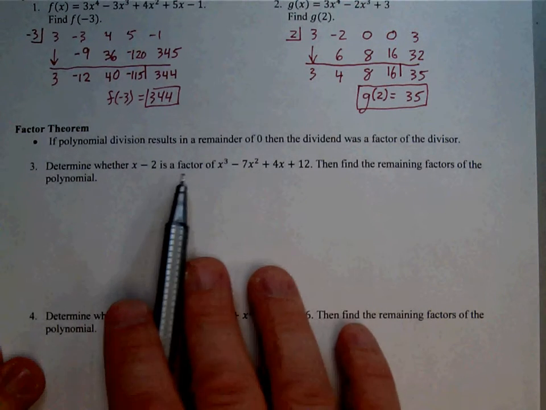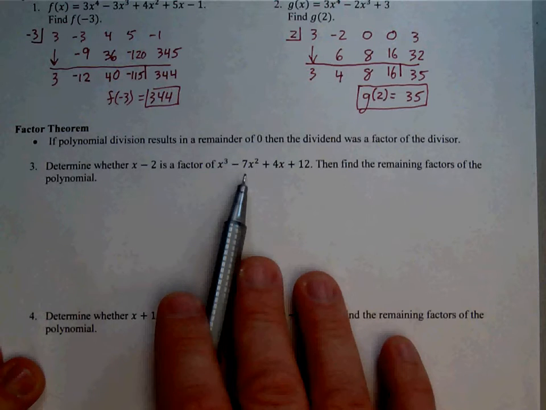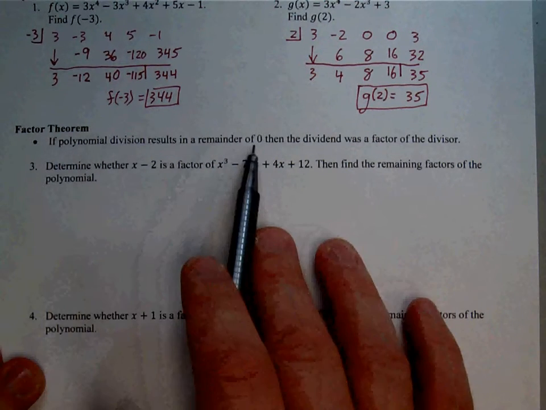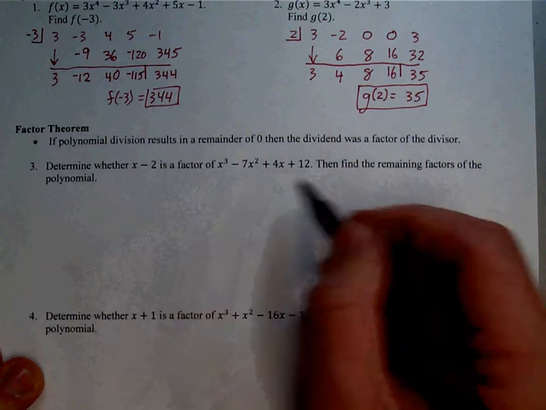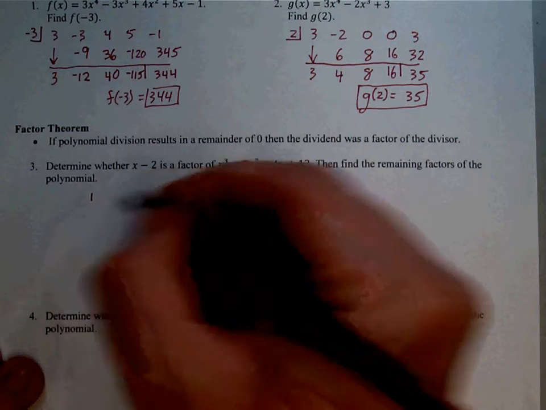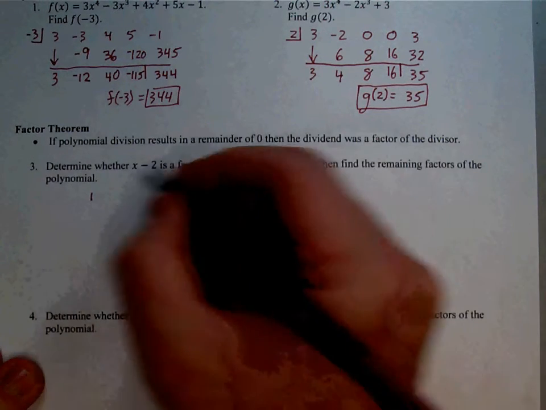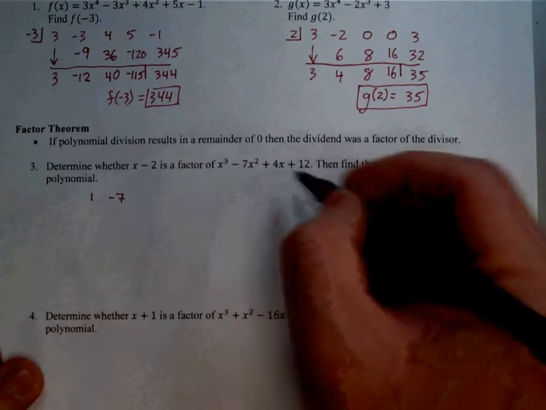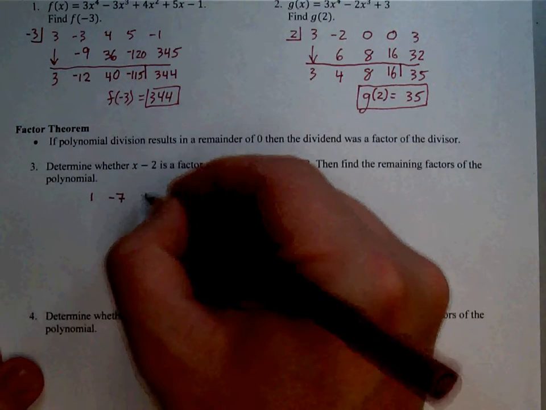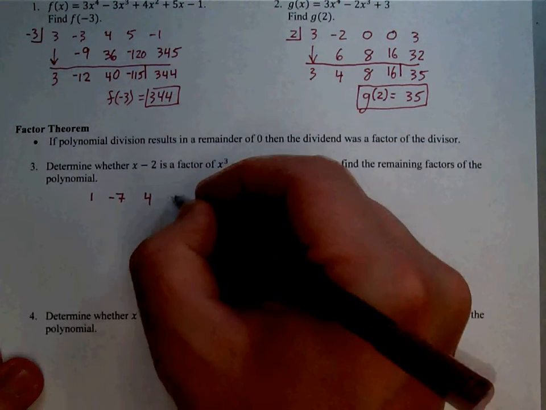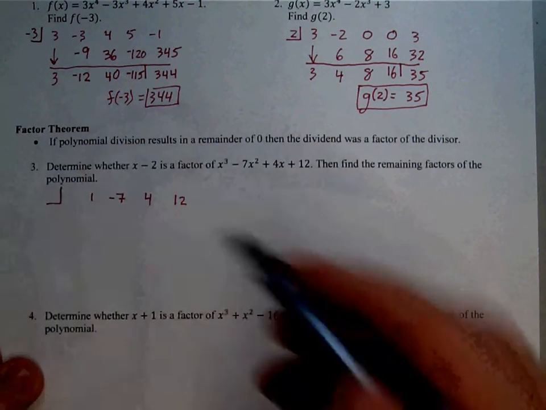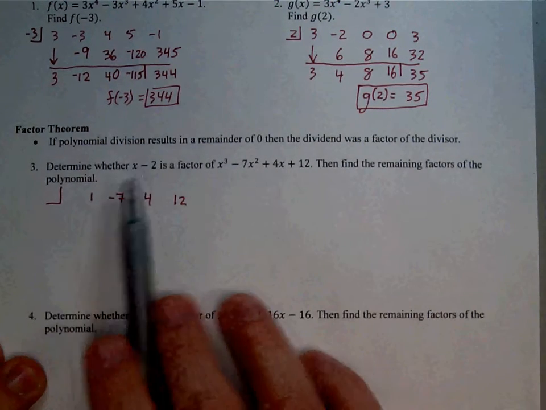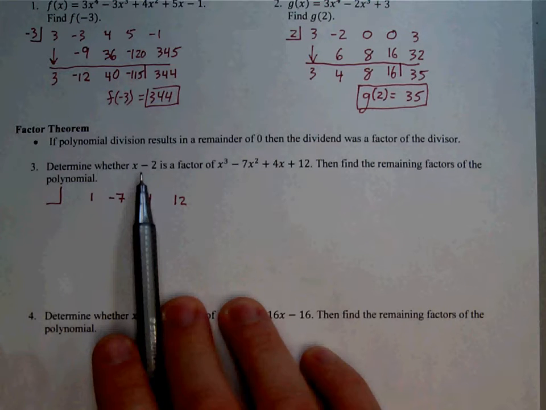When we do our division, we're going to do synthetic division. And if the remainder is 0, then it was a factor. That's what the factor theorem says. If your remainder is 0, you know it was a factor. So, synthetic division, our coefficients. We have 1x cubed, negative 7x squared, 4x, and 12 for a constant. In the box, we have this factor of x minus 2.